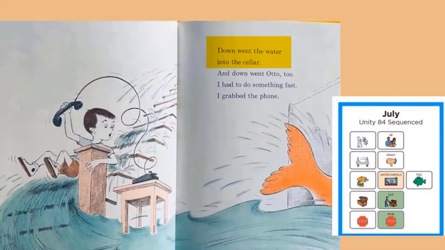Down went the water into the cellar. And down went Otto too. I had to do something fast. I grabbed the phone.